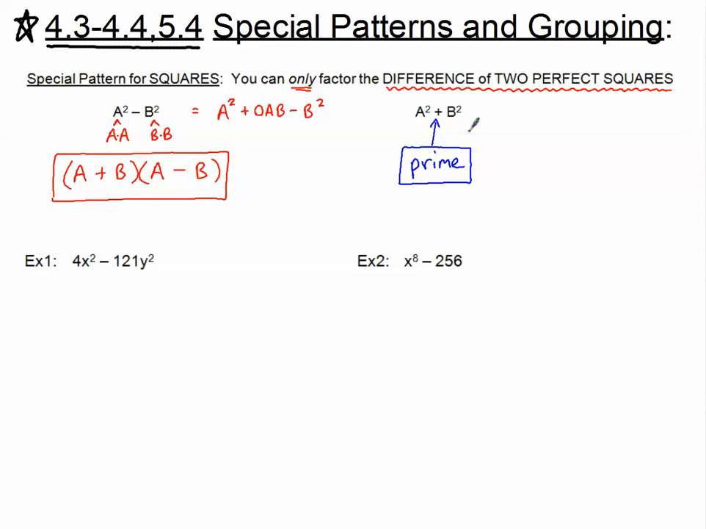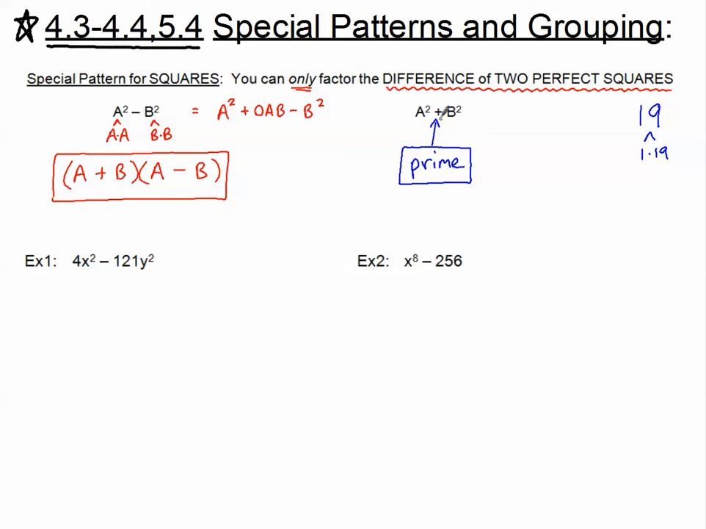And something that does not factor is called prime, sort of like the number 19. 19 is a prime number because it has no factors other than 1 times itself. This is a prime number. This is a prime expression. A sum of two perfect squares cannot factor.